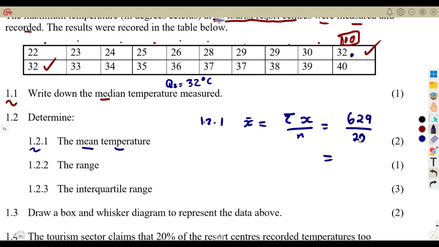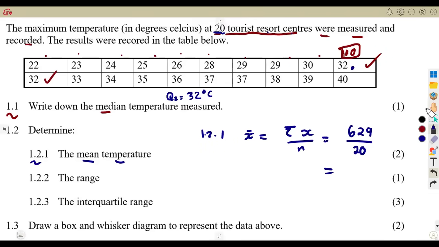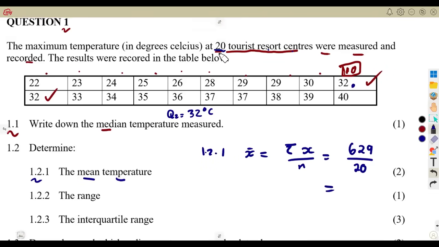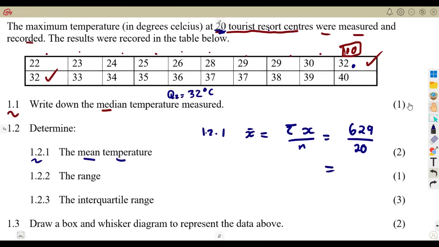So divide these two. The 20, remember, is the number of resort centers that we are given. You're told that there are 20 in total. If you add these numbers, you're going to see that there are 20 on the table there.